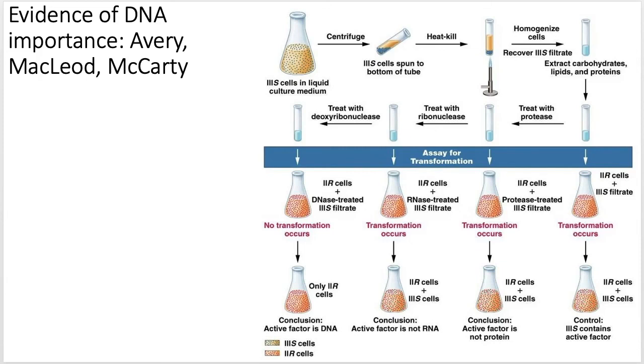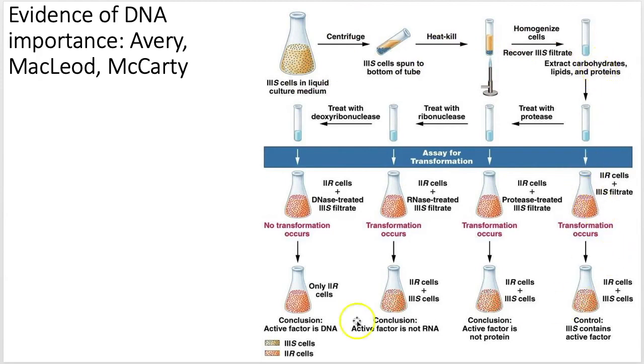And so Avery, McLeod, and McCarty did almost the exact same experiment, except they're not killing mice, but they are keeping track of whether or not new cells, so that's the 2R cells, can actually take up material, and what material they are taking up. I'm sorry, I'm doing a terrible job explaining this. So they took the cells and they spin them down, they heat kill them, so these are the bad ones, okay? These 3S ones are the bad ones. So they heat kill those, awesome.